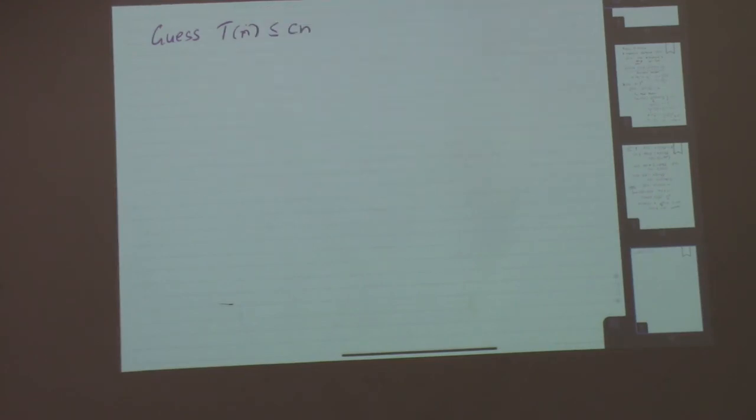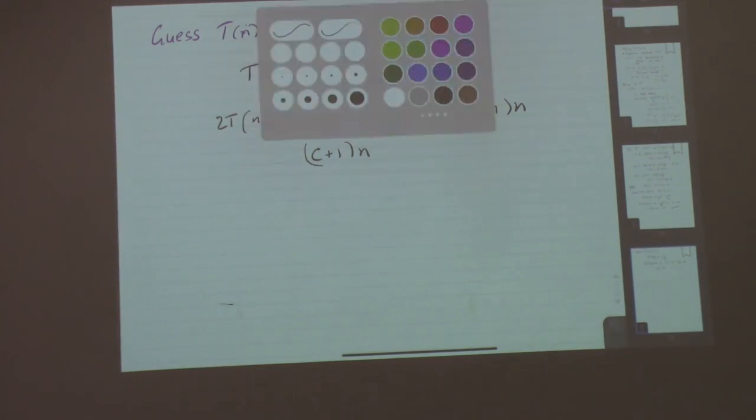So now again, you can plug it in. You can say, well, if T is less than C n, we know that T of n over 2 should be less than C times n over 2. That means 2T of n over 2 plus n should be less than or equal to C times n plus n, which is equal to C plus 1 times n. But this is very bad, because C plus 1 times n is greater than... Actually, I should have done this. It looks like it's equal. Let me write a big board there so you can see this.